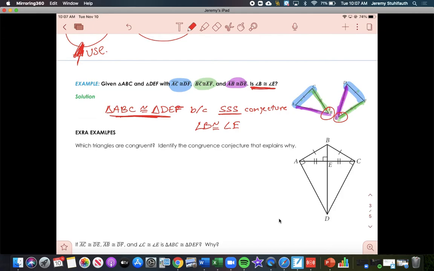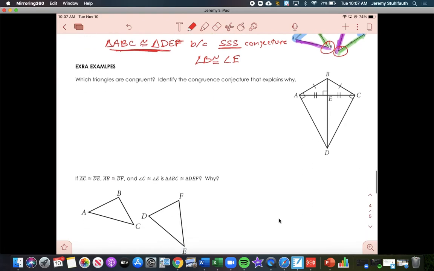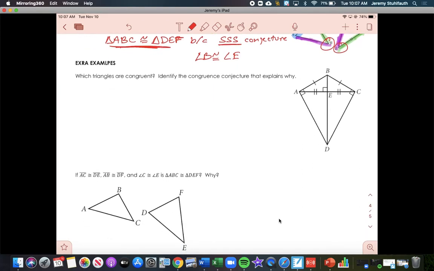All right. Now, if you come down here, it says which triangles are congruent, identify the congruence conjecture that explains why. So remember, in this lesson, to figure out congruency, you can use side, side, side, and you can use side, angle, side. So we're looking for triangles that have 3 congruent sides, and we're looking for triangles that have 2 congruent sides with an included congruent angle.